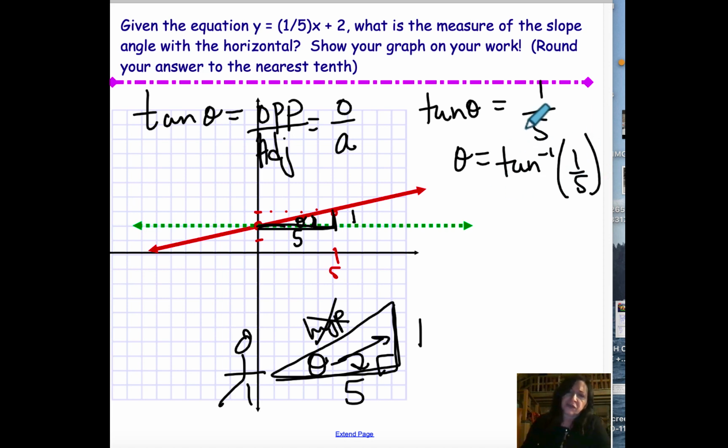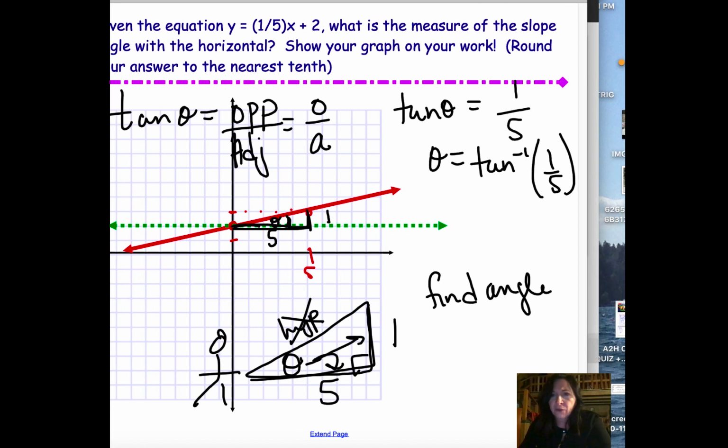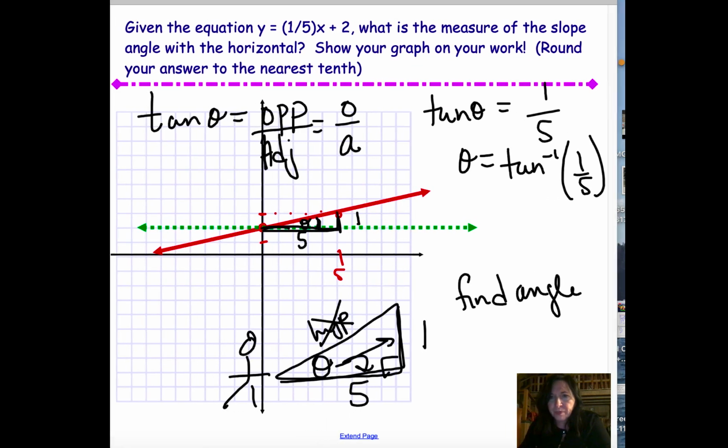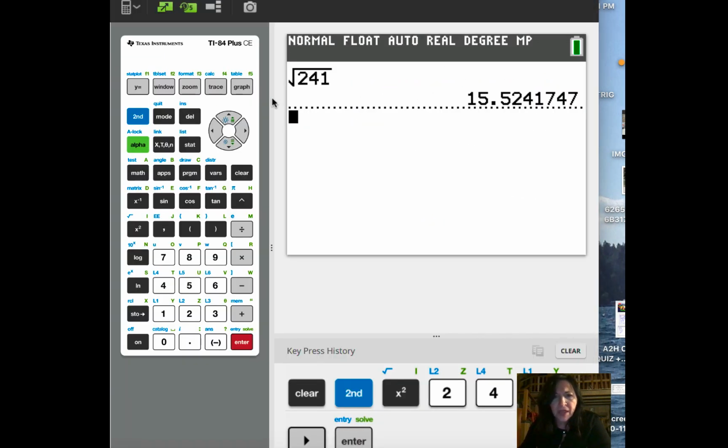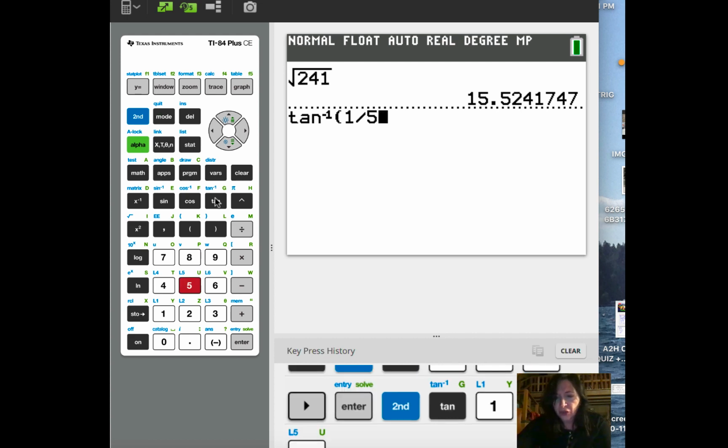So what you're doing is you're finding the inverse of tangent of theta. So this is arctangent. And we use arctangent, by the way, when we're trying to find an angle, we use the arc, to the -1, okay? So in doing this, I'm going to say arctangent of 1/5. So, oops, let me get the calculator out. So I'm going to say arctangent, which is behind this tangent button, because it's the inverse. So arctangent of 1 divided by 5, you're going to close the parentheses.